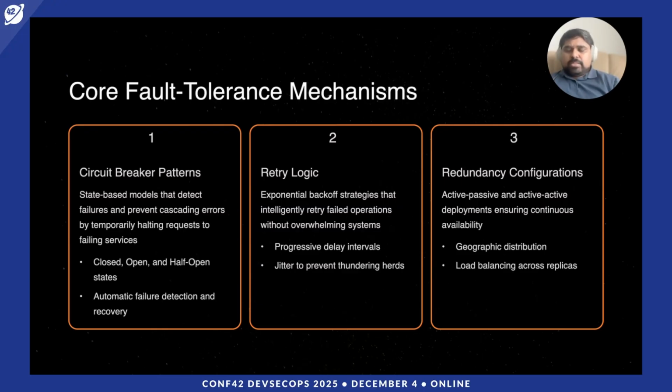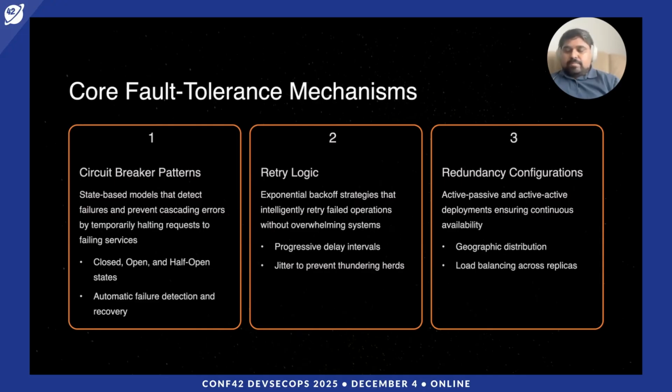But there are three states: closed state, open state, half open state. In closed state, normal operations, requests flow through. In open state, the failure threshold is exceeded, so the circuit trips and stops sending requests. In half open state, we test recovery with limited requests, like sending one or two requests and checking whether the service is up or not.